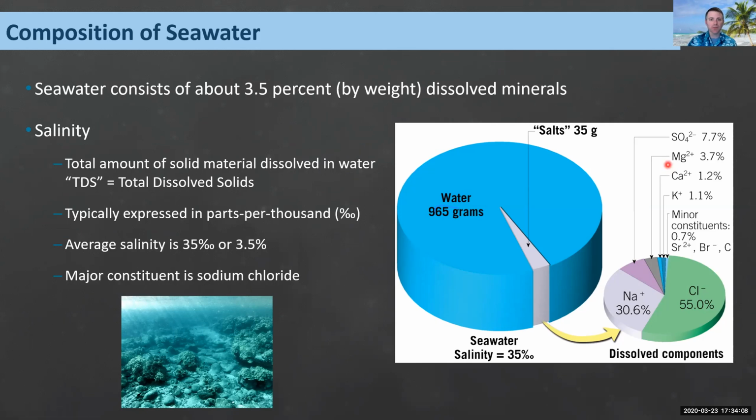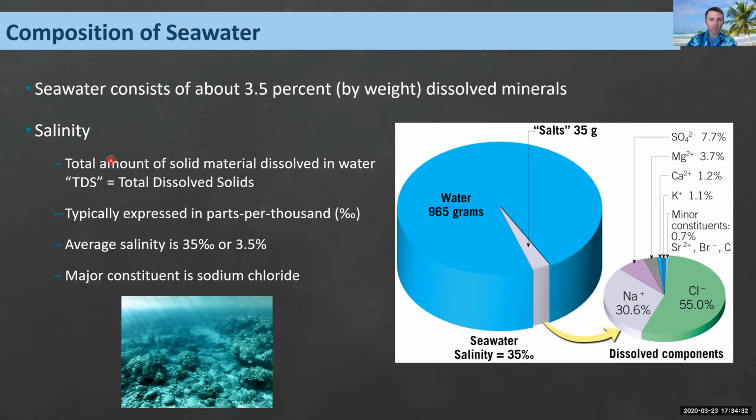So when those minerals break down into their constituent components, that's what you get floating around or dissolved out in the ocean. A couple of things we're going to be looking at that I need to draw your attention to is the word TDS, and TDS is total dissolved solids.